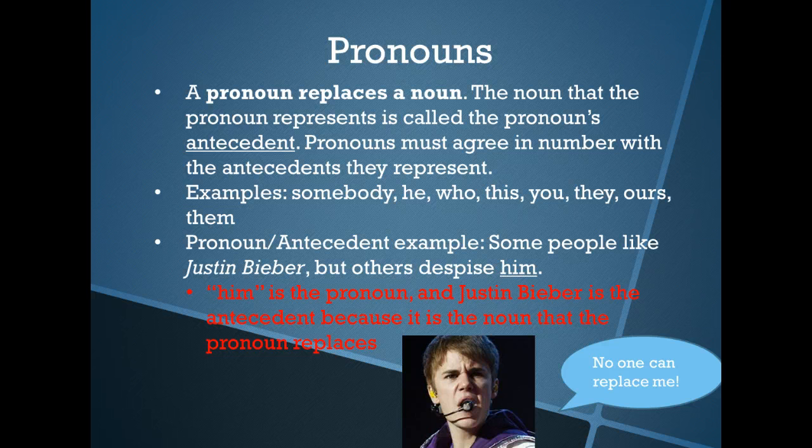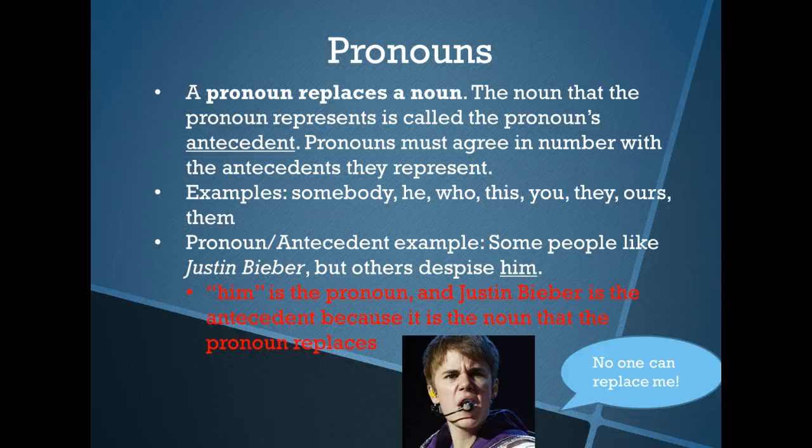We also have pronouns. A pronoun replaces a noun. The noun that the pronoun represents is called the pronoun's antecedent. Make note of this word. Pronouns must agree in number with the antecedents they represent. Some examples of pronouns are somebody, he, who, this, you, they, ours, and them.